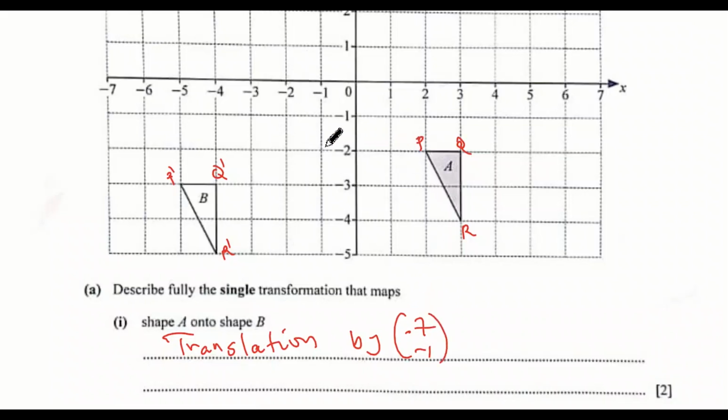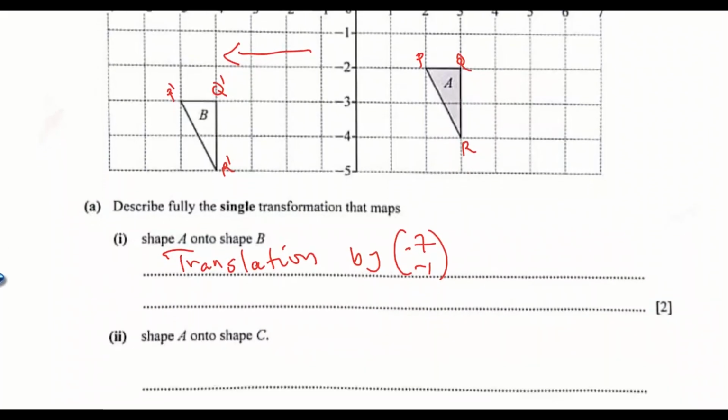Because we counted towards the left-hand side, that is -7. Then we counted once downward, so that would be -1. So that means x equals -7 and y equals -1. So that is the translation. For the name of the transformation, you have 1 mark, and for giving the direction, by giving the coordinates, you have 1 mark as well. So let's go to the next question.